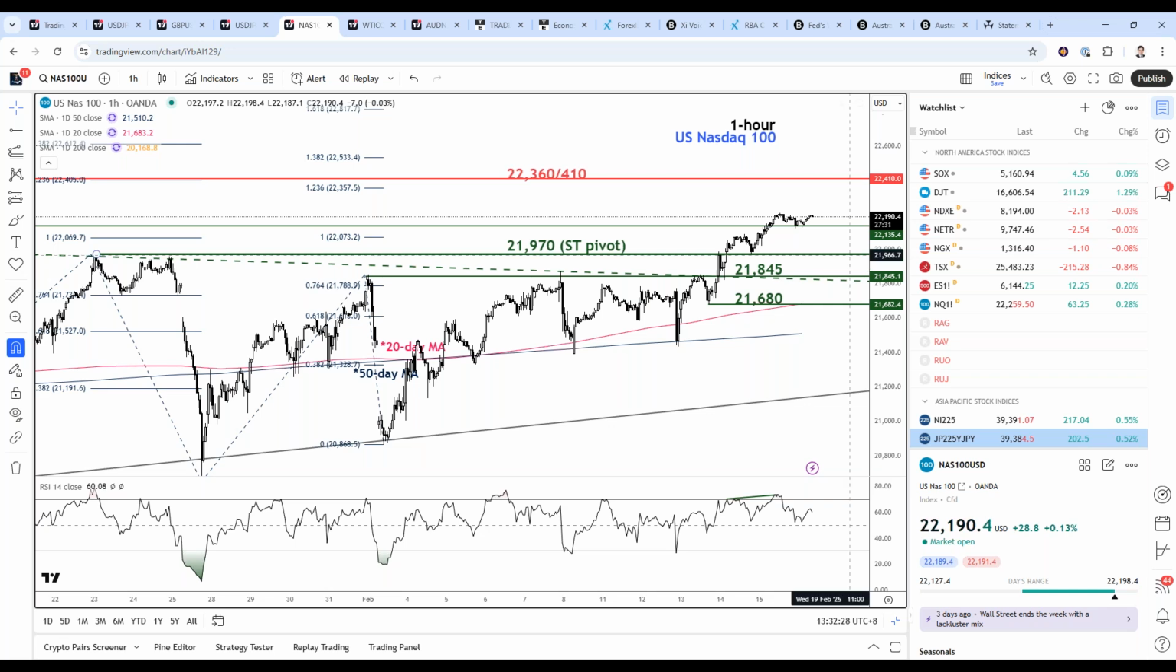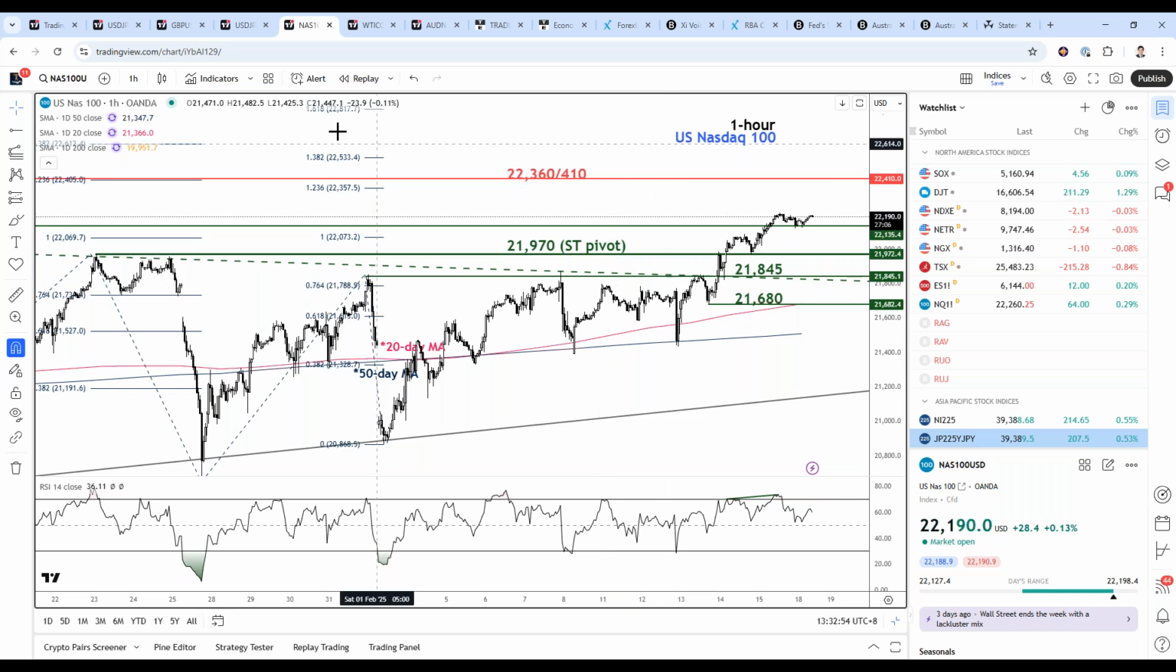A breakdown below 21,845 sees the next near-term support coming in at 21,680, which corresponds to the rising 20-day moving average. So that's for the NASDAQ 100, still maintaining the intraday bullish bias as long as any minor pullback doesn't surpass below 21,970 short-term pivotal support that we have for today. So with that, that sums up the intraday technical outlook on the major stock indices.